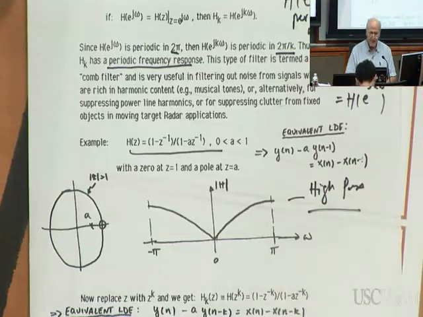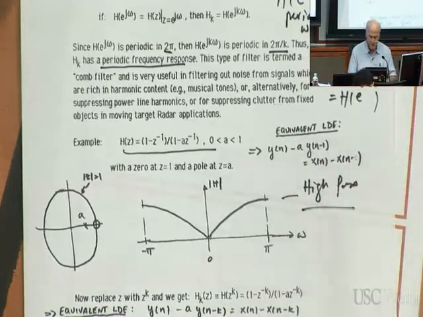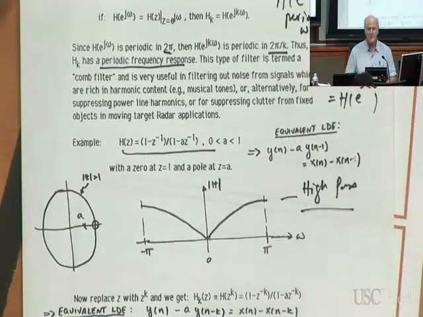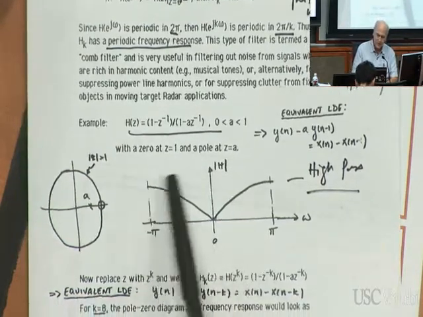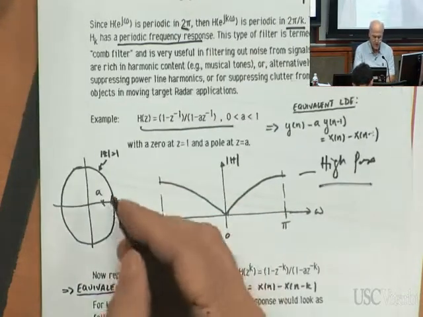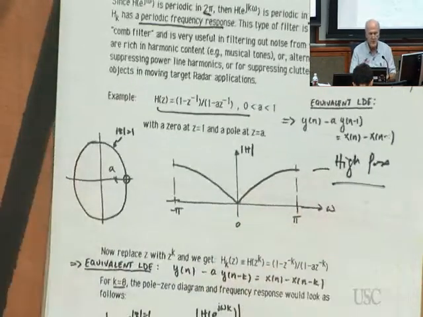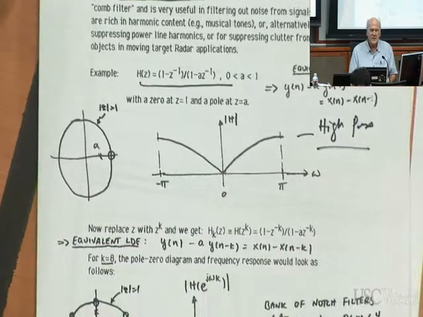Okay? And what is its difference equation? Right here. It's pretty simple. y of n minus a y of n minus 1 is equal to x of n minus x of n minus 1. And if you were to plot out its frequency response, it would look like this. So it notches out things at omega equals 0. So you can think of it as a high-pass filter. Here's its pole-zero plot. So it's a special case of what we looked at before with the complex first-order notch filter.